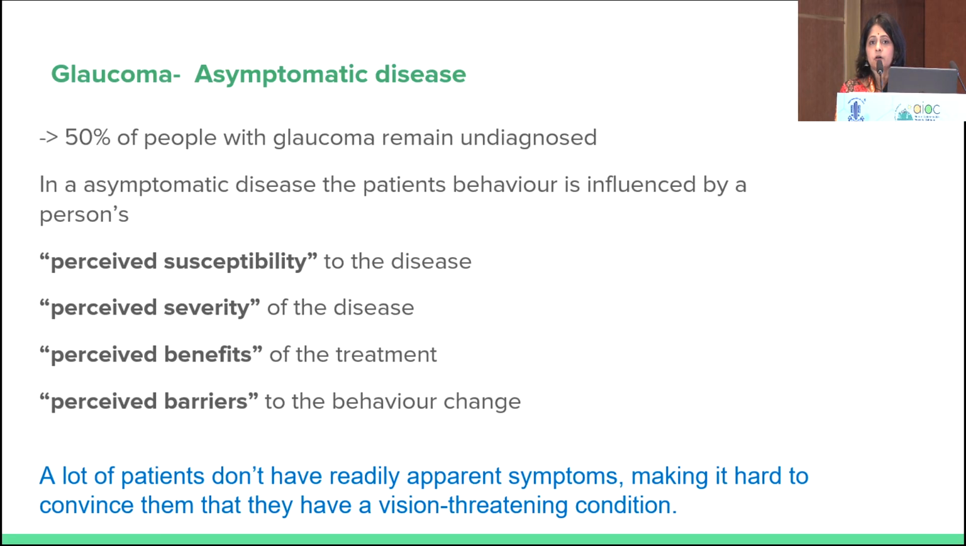This is mainly because glaucoma is an asymptomatic disease, where more than 50% of glaucoma remain undiagnosed. What happens in an asymptomatic disease is the patient's behavior is influenced by the patient's perceived susceptibility to the disease, perceived severity of the disease, perceived benefits of the treatment, and perceived barriers to the behavior change. Perceived is the word here.